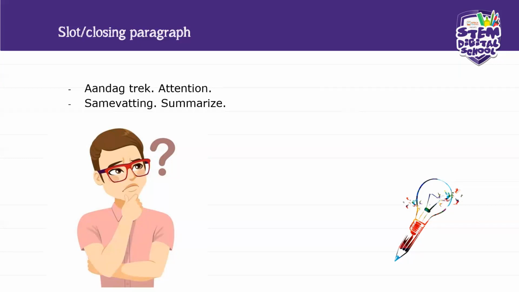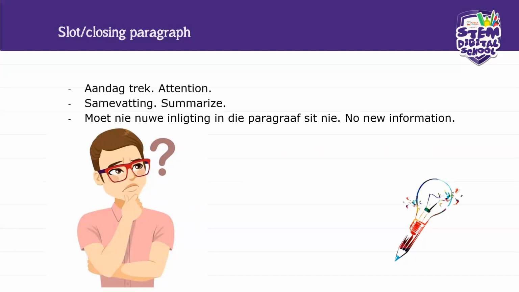So you must write it so that it grabs the reader's attention and it must sum everything up. And key, moet nie nuwe inligting in die paragraaf sit nie. No new information in the slot paragraph. Please guys, you don't want to put something in the slot paragraph that is all of a sudden new information, because then you're leaving your reader with questions that are not answered. So you just take everything and put everything together in your summary. And now you take a picture.